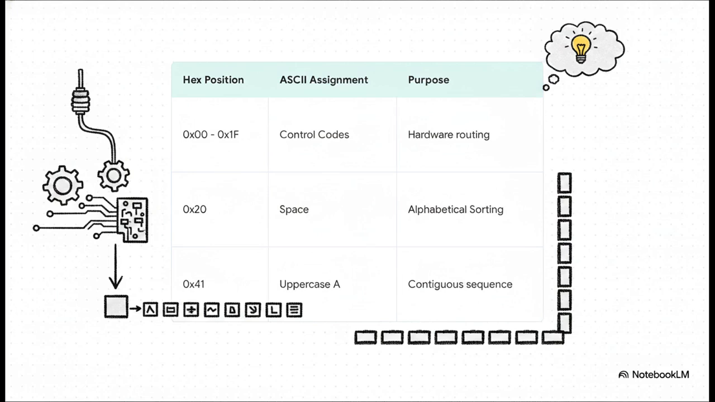They isolated all the control codes, things for hardware routing, at the very beginning. Hex positions 00 through 1F. Then they put the space character at position 20. Why? So it would naturally sort alphabetically before any actual letters. Genius! And they started the uppercase A at position 41, keeping the entire alphabet in a perfectly contiguous sequence. It was an absolute masterpiece of logical design.